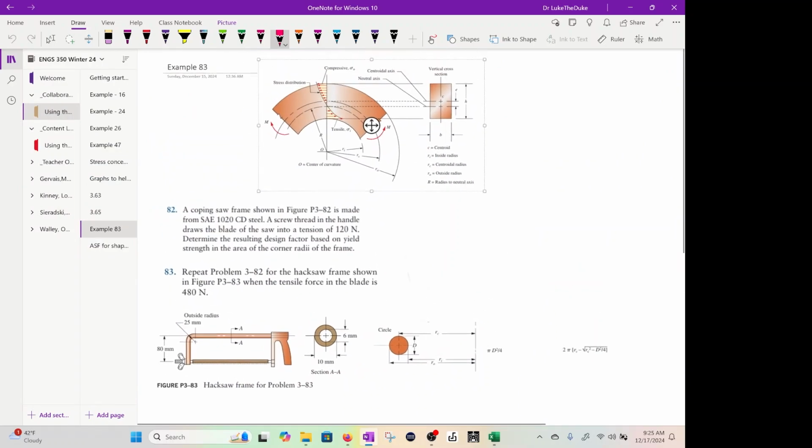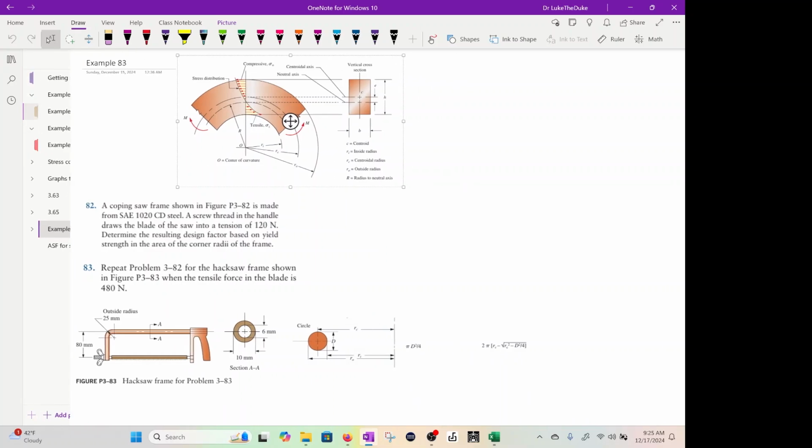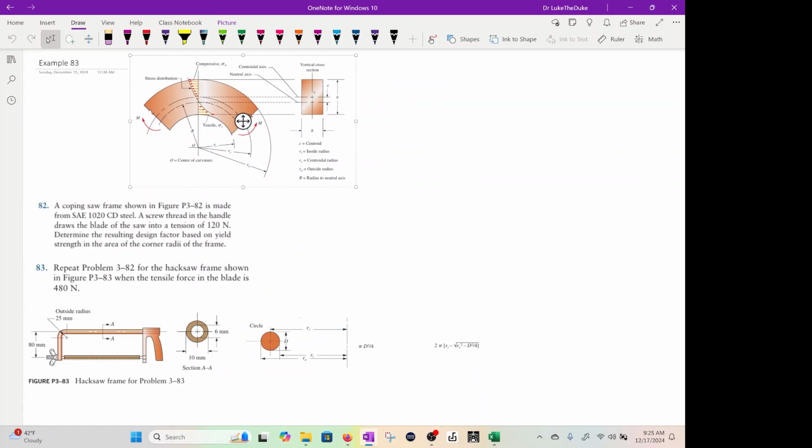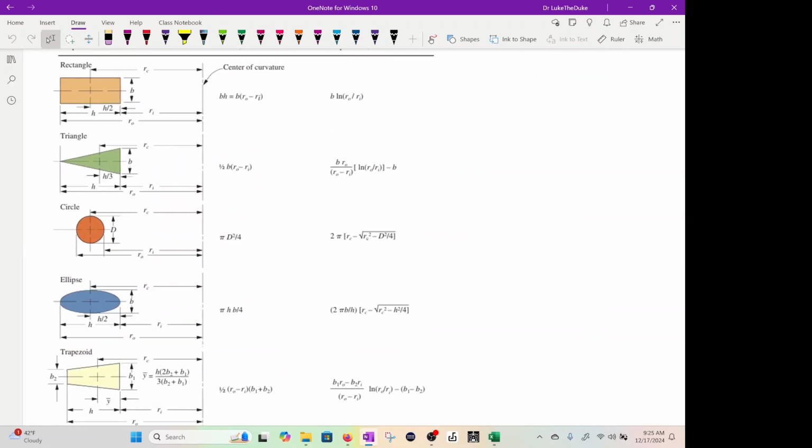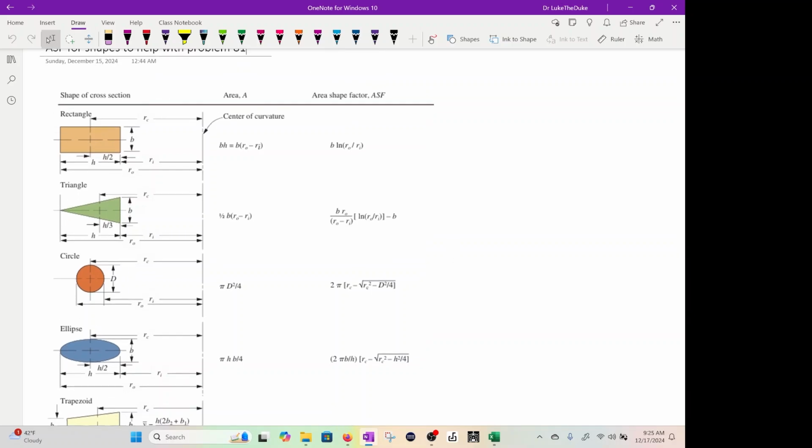Now let's take a look at area shape factors. Depending on the shape, let me go to the graph here. You want to design so it's not going to fail. Different shapes will have certain equations that you need to use, which is called an area shape factor. Those help you identify how you would find your design criteria.